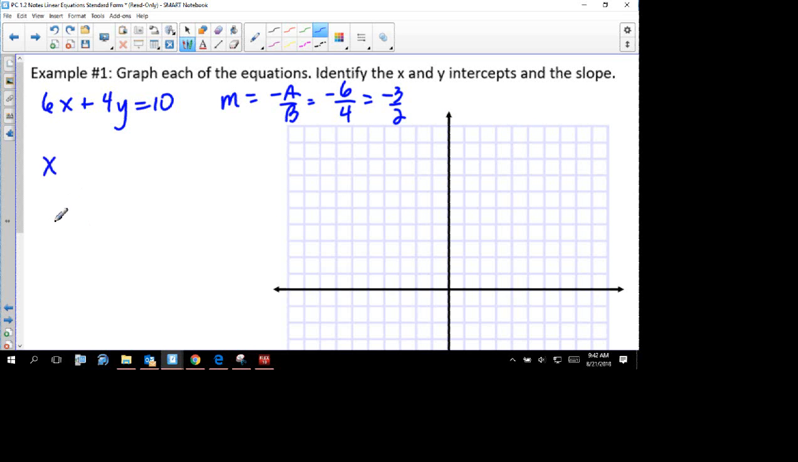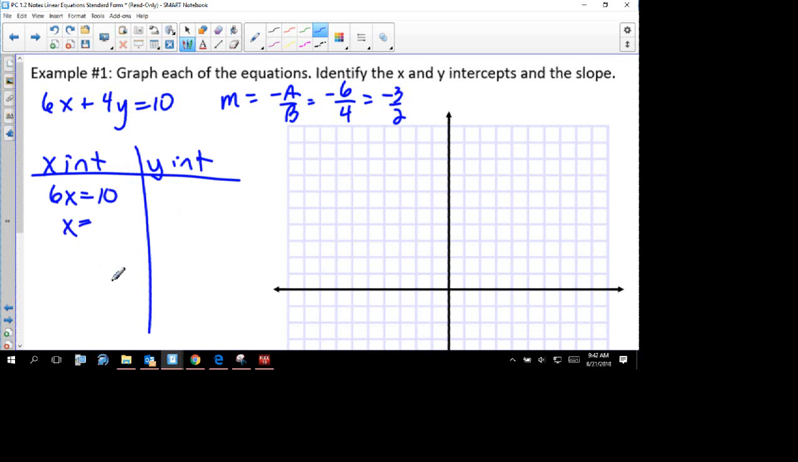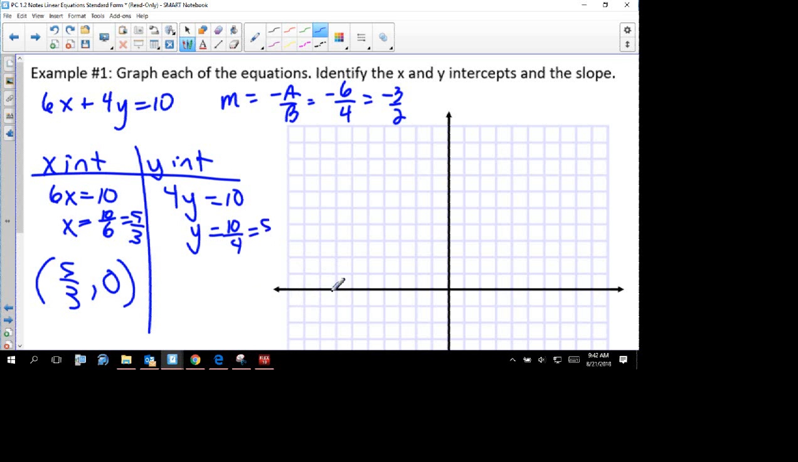X-intercept, y-intercept. X-intercept, get rid of y. 6x equals 10. So x is 10 over 6, which is 5/3. 5/3, 0. Y-intercept, get rid of x, 4y equals 10. Y is 10 over 4, which is 5/2. 0, 5/2.